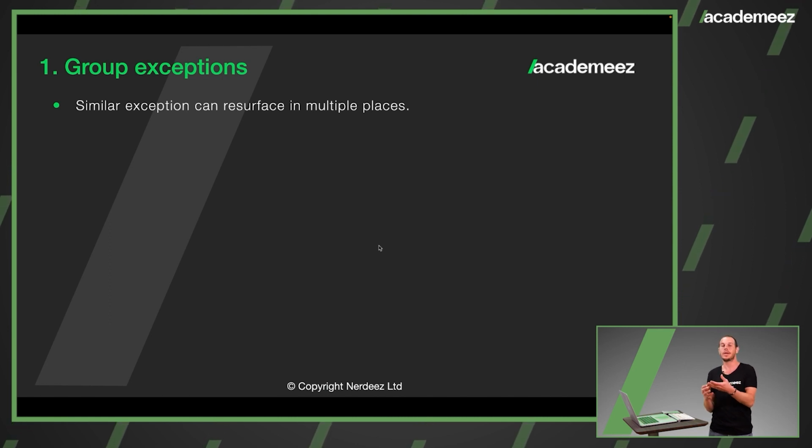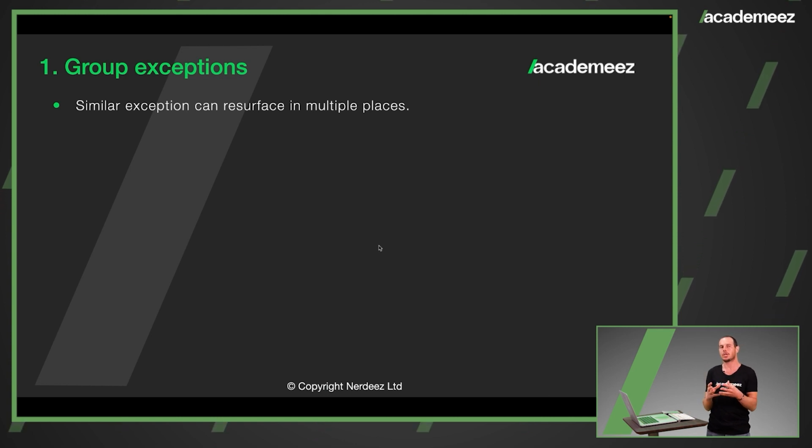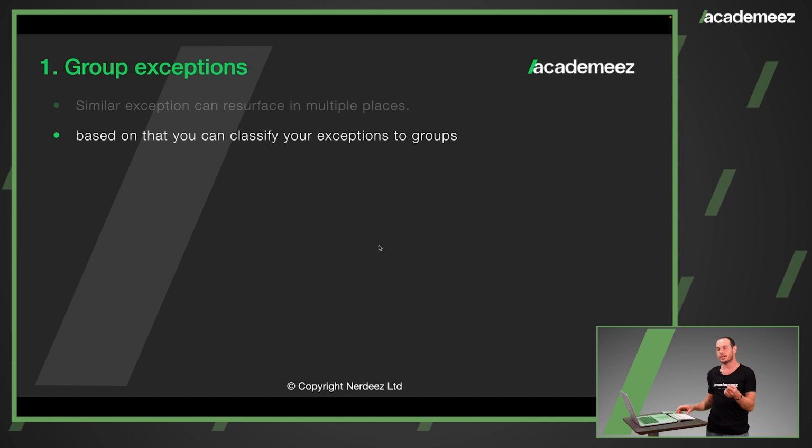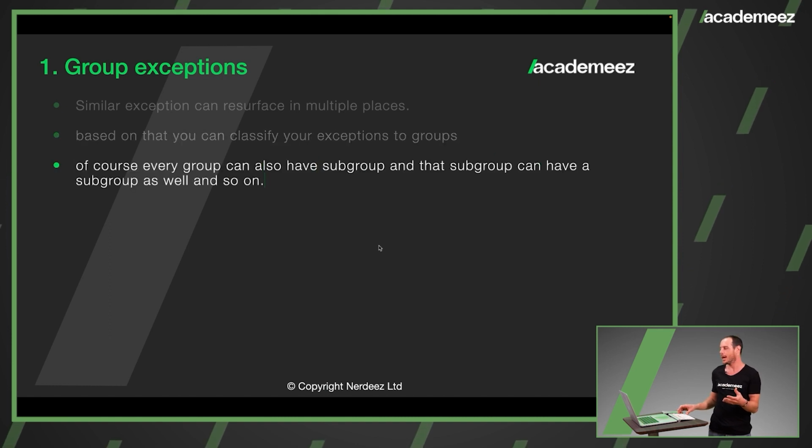Or I have a repeating exception for dealing with database. So I try to think of my exceptions and ask myself, is this exception something that will occur in many places in my app? And based on that, you basically take your exception and you set your groups of exception.